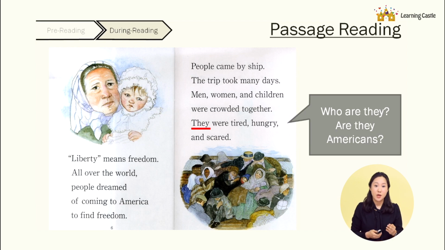We know that they referred to the men, women, and children mentioned prior to the sentence. We know that they came by ship. So maybe they don't necessarily live in America. So maybe they're people that want to come and live in the States. And maybe they're searching for freedom. And as you can find from page 6, people dreamed of coming to America to find freedom. So you can explain to students bit by bit and move from one sentence to another.